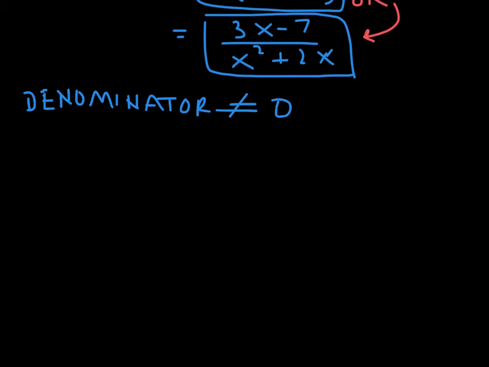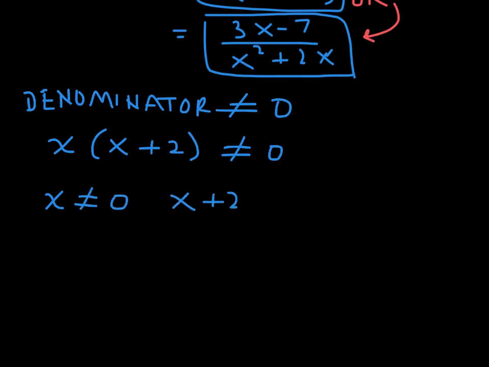Now, the denominator is x squared plus 2x. But you know what? I'm going to take the factored form of the denominator. So this denominator here must not be 0. That is to say, each of these factors must not be 0. That is to say, x must not be 0. And x plus 2, the other factor, must not be 0. If I continue solving the second factor for x, subtract 2 from both sides, and you can see then x must not be equal to negative 2.